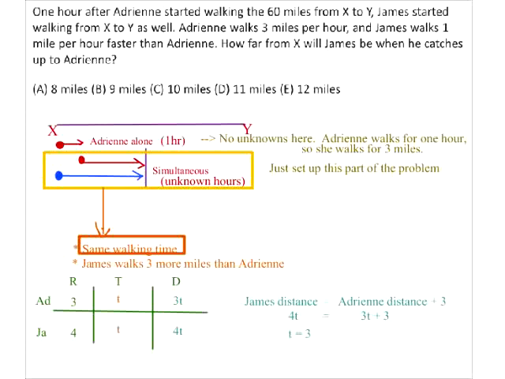So the answer is James' distance, which is 4t, is 12 miles. So you can do that. Any questions?